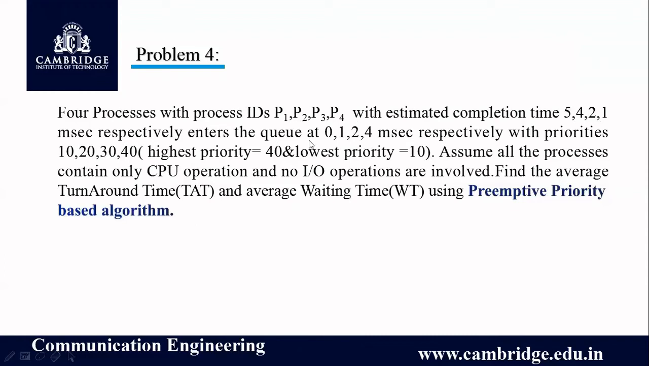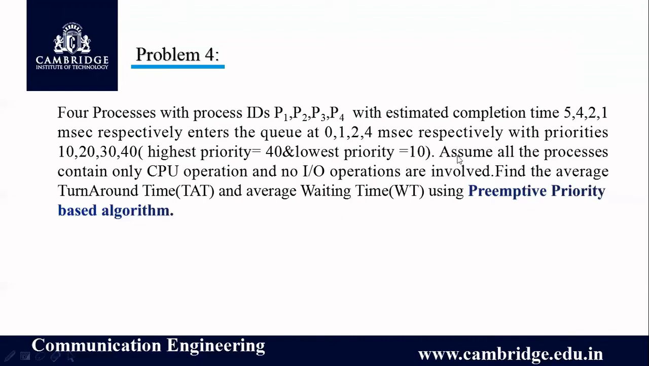The priorities of these processes would be given in the problem. So the priorities are 10, 20, 30, and 40. And it is also given that 40 is the highest, which means 40 has the highest priority and 10 is the least priority. So higher the number, higher the priority is the specification given in the problem. So they would specify the priorities, and also they would specify the order in which you need to take the priority, which one has to be taken highest and which one has to be taken least. Okay.